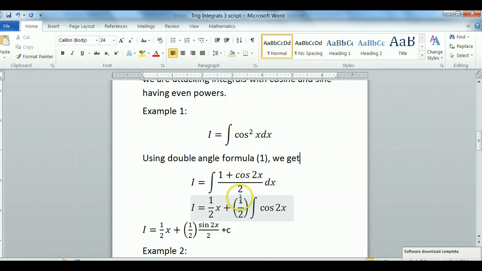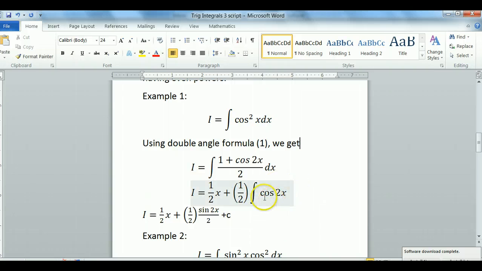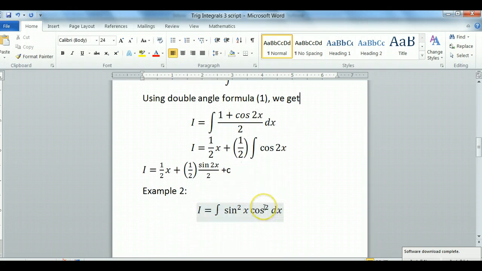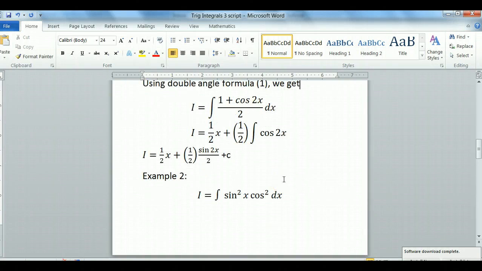So if you take the 2 outside, you will get 1/2 integral cosine 2x. Basically, take this part away and you get 1/2 x, and if you just concentrate on this part, you will get 1/2 integral of cosine 2x. It is pretty easy because the integral of cosine 2x is sine 2x over 2. So the answer would be 1/2 x plus 1/2 sine 2x over 2 plus c. And that's the answer.